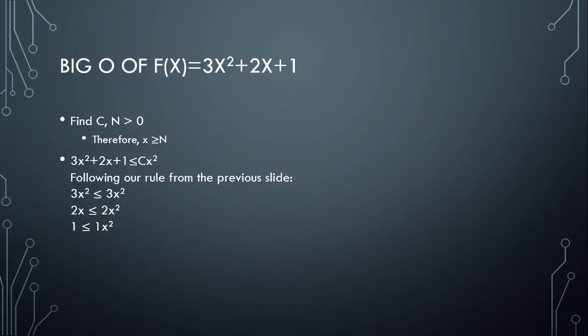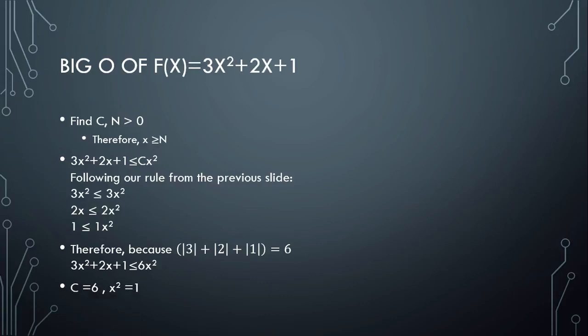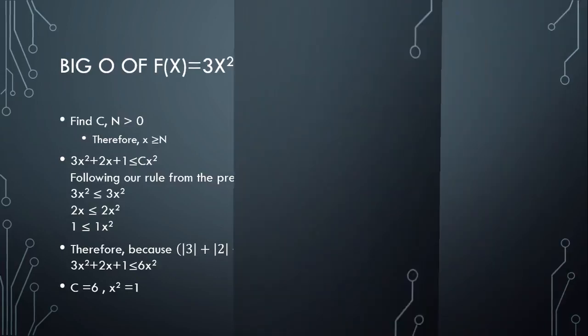Yeah, that works. So therefore, we can use our rule, and because the absolute value of 3 plus the absolute value of 2 plus the absolute value of 1 equals 6, we can conclude that 3x squared plus 2x plus 1 is less than or equal to 6x squared. Our c, of course, is 6, and x squared equals 1.